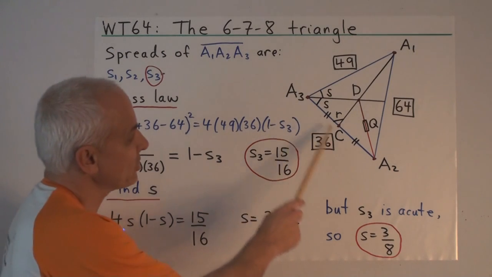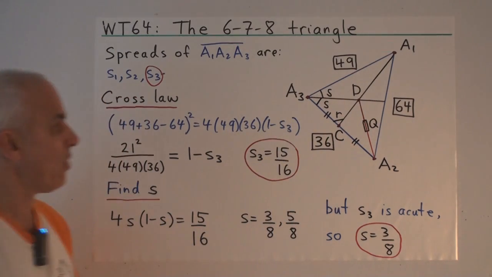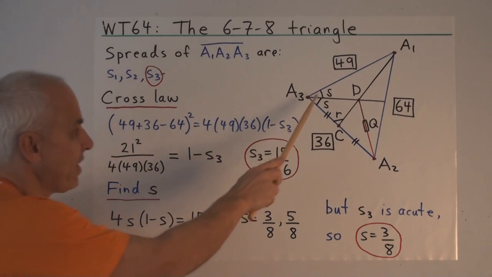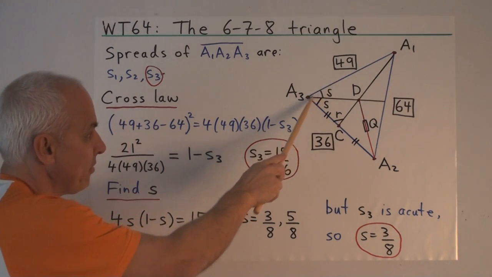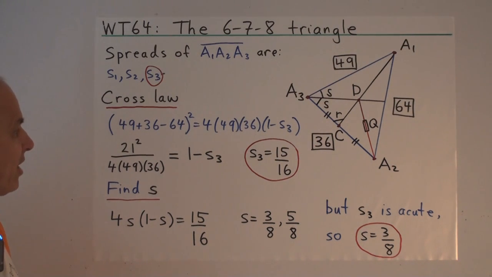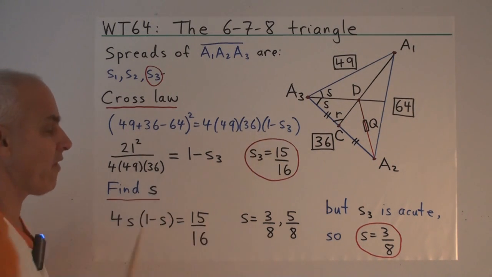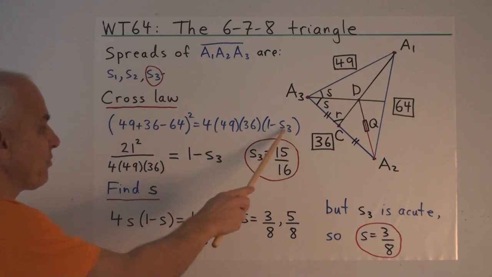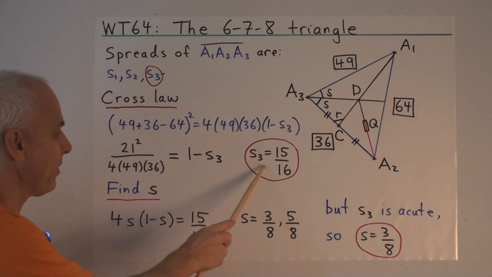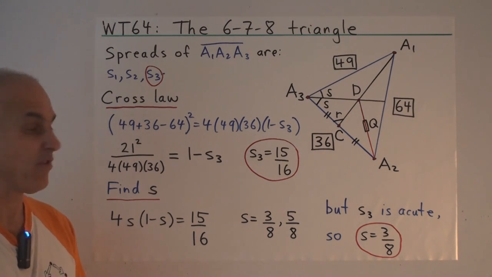Okay, so what we're going to start doing is find one of the spreads of the triangle. The spreads are S1, S2, S3, and we'll find the spread S3, which is the spread between this line and this line. That's given by the cross law. So there's the cross law there involving the three quadrances and the spread that we're trying to find. We solve that, we get 15 over 16 for the spread S3.